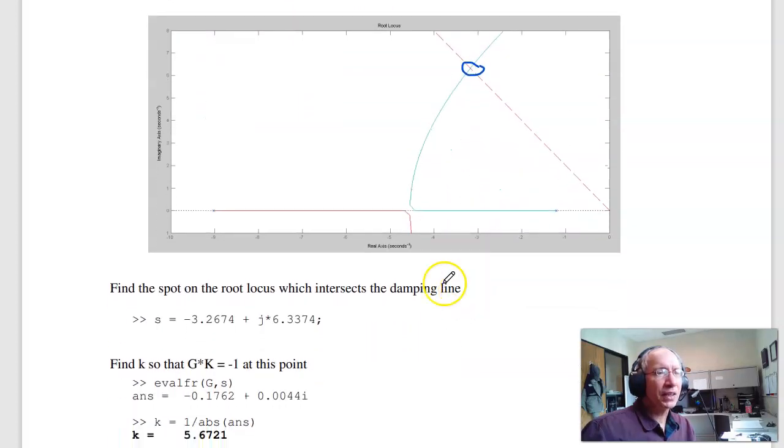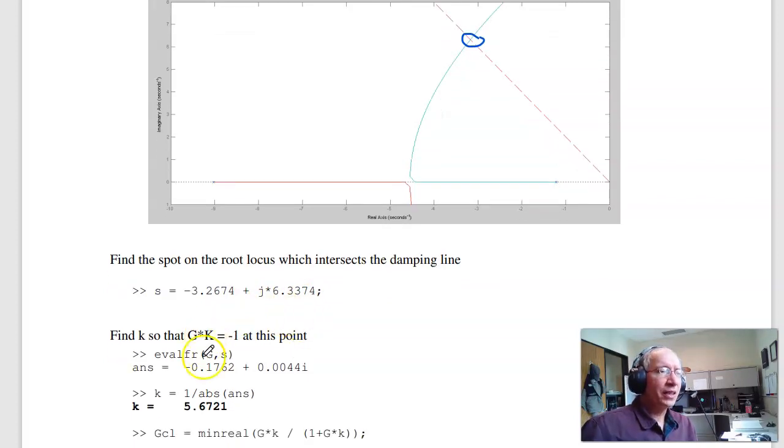Zoom in on that, I can find s. s is roughly minus 3.26 plus j 6.33. Now, at that point, any point on the root locus, G times K is minus 1. Find G(s) at that point. Pick K to make the gain 1. So K is 5.67.